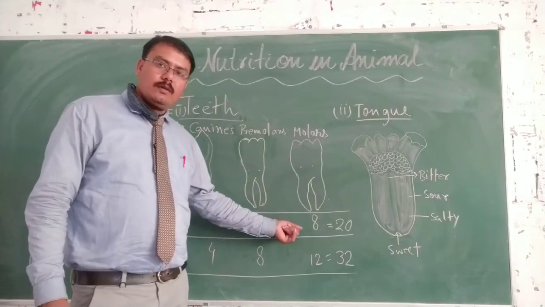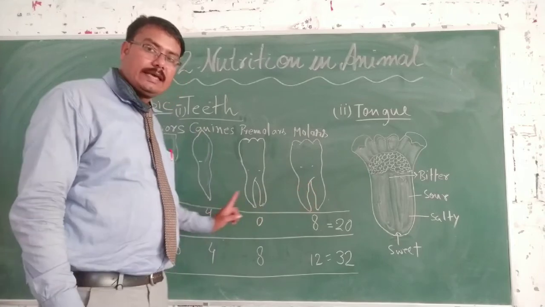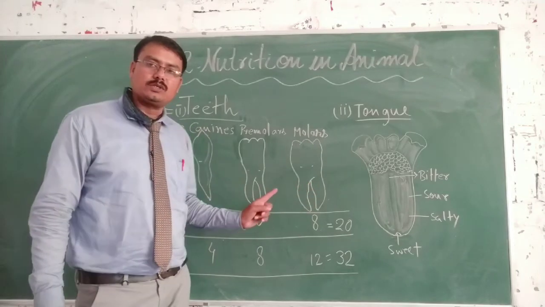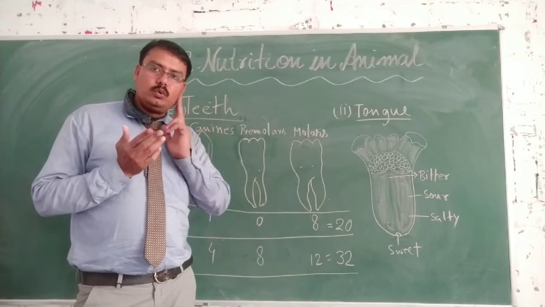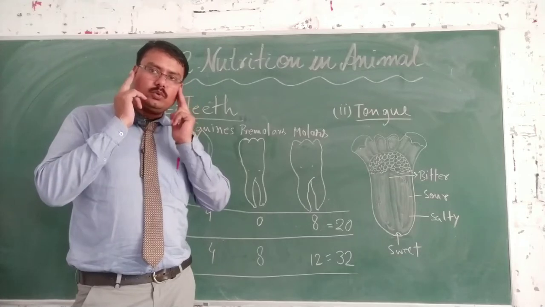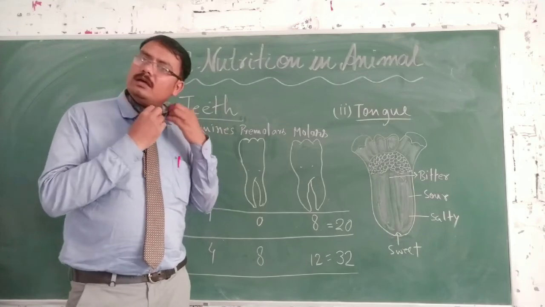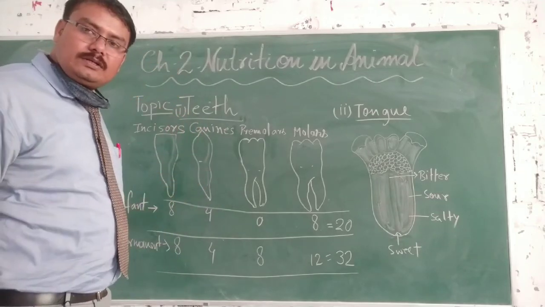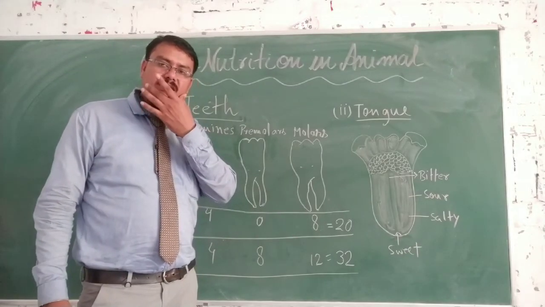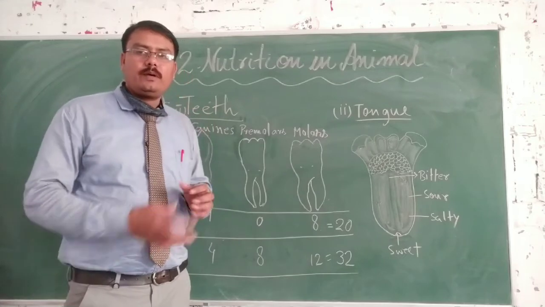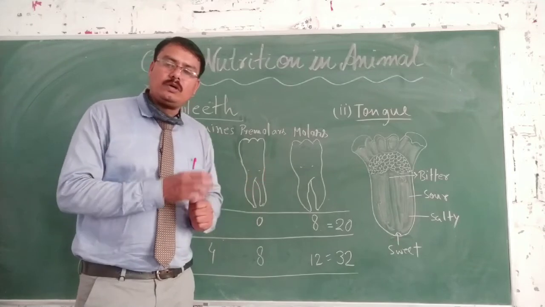Next come the molars. Molars are total 8 in number in the case of infants. That means 4 in the lower jaw and 4 in the upper jaw: 2 on this side, 2 on this side, and in the upper jaw, 2 on this side, 2 on this side. That is a total of 8 molars in the infant. And in permanent teeth, there are 6 in each jaw, that is 6 into 2, 12 teeth. Molars are called chewing or grinding teeth.